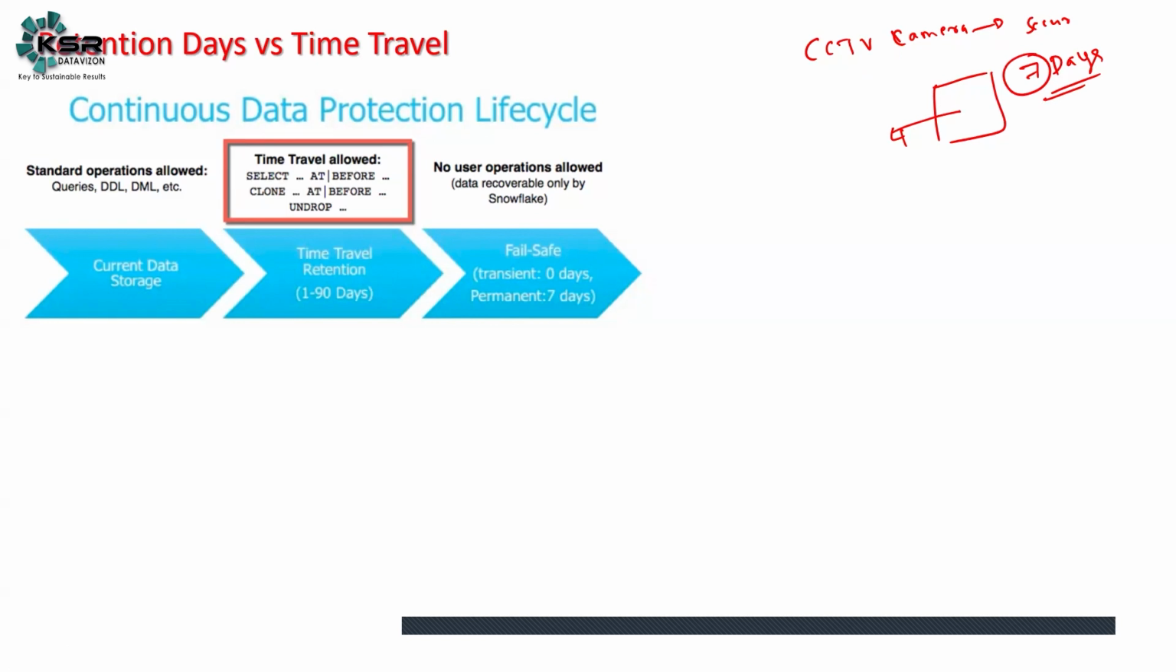You do some settings or configuration, and it is set automatically. This 7 days is nothing but a retention time, where you can store all your footage and access your data up to 7 days only. Whatever time you set, that is your retention time.